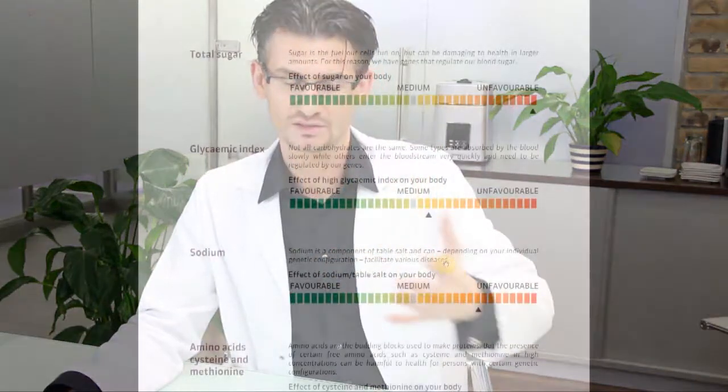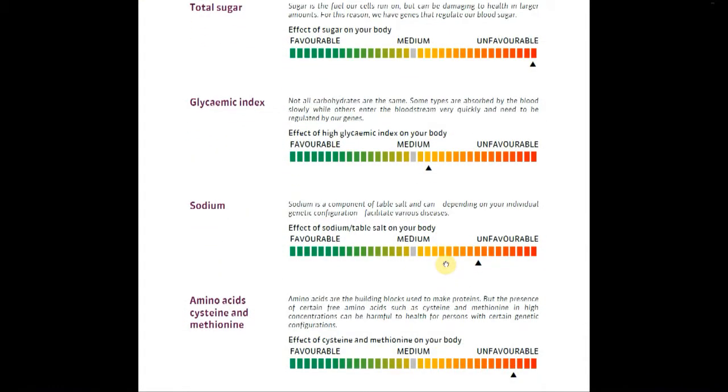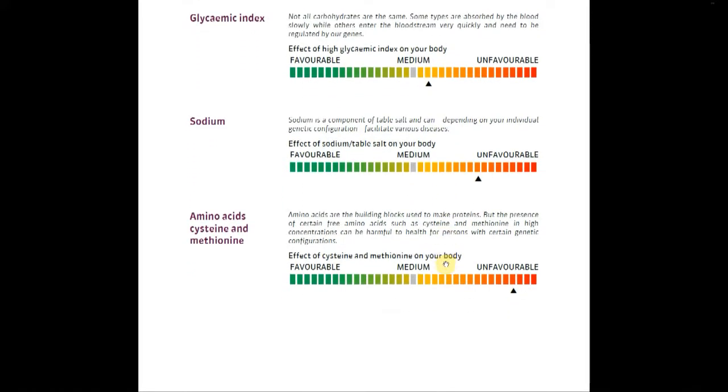Glycemic index is how fast the sugar goes into your bloodstream, and it might increase it a lot and very quickly, so it spikes, which is bad for some metabolic problems, and should be avoided for some genetic types, and it's not so much of a problem for some other genetic types. So having a high glycemic index is not so much of a problem here. It might be much worse for you. Sodium, that's table salt. For some people it's normal, for others it's very unhealthy. The amino acids cysteine and methionine, in this case, are very unfavorable. Might be different again in your case.